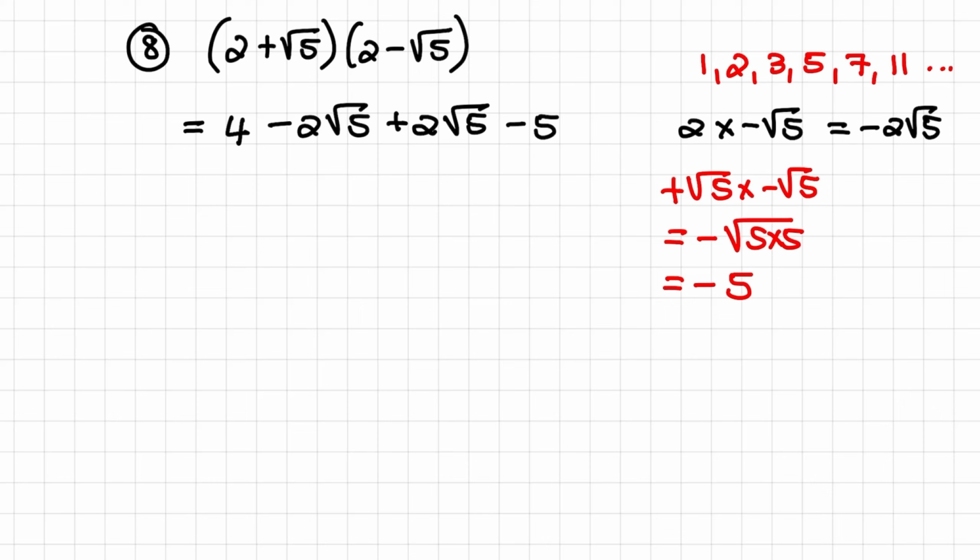And in the middle, we have two like terms which we can add together. So therefore, we have 4 minus 5, which is equal to negative 1.